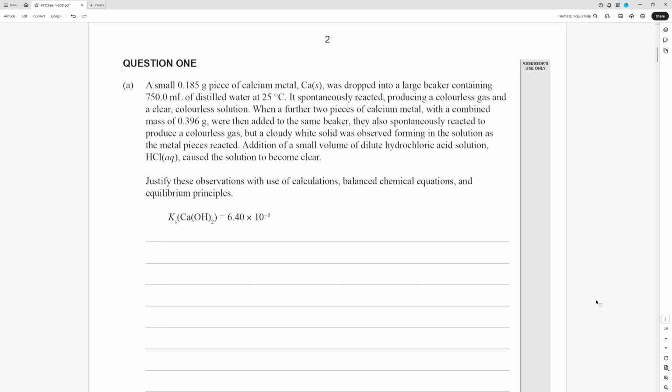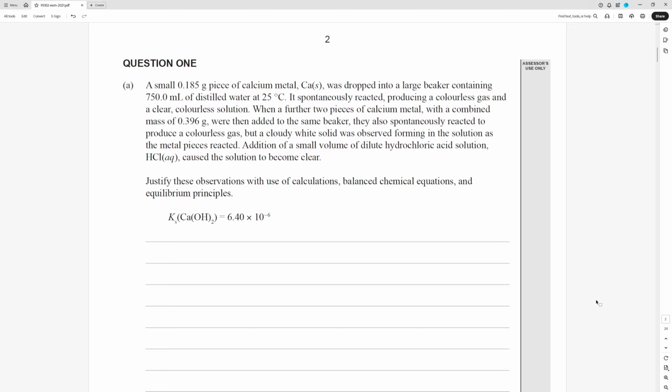So we're initially told that we have this piece of calcium metal that's dropped into a beaker containing this amount of distilled water, and we get this colorless gas produced and a solution without any precipitate. Then, upon adding extra calcium metal to the same beaker, we not only get the colorless gas again, but we also get a precipitate forming in solution. And when we add dilute hydrochloric solution again, this becomes clear.